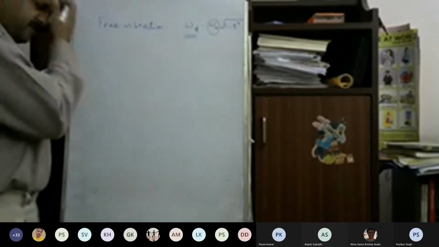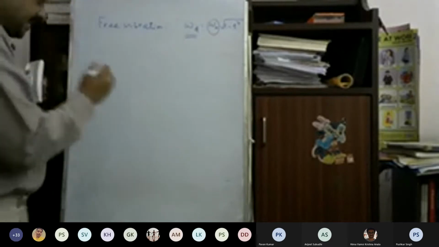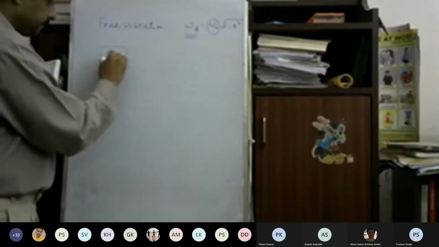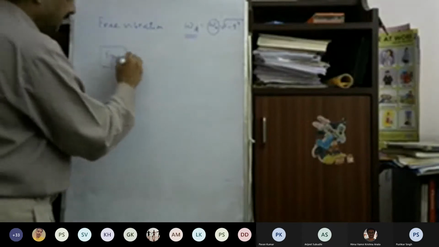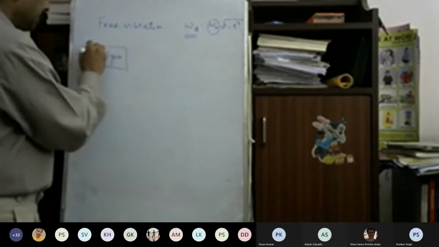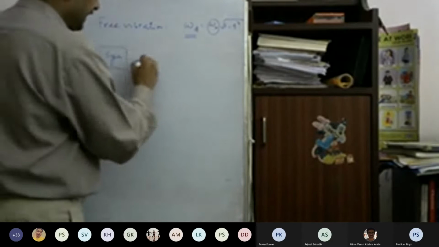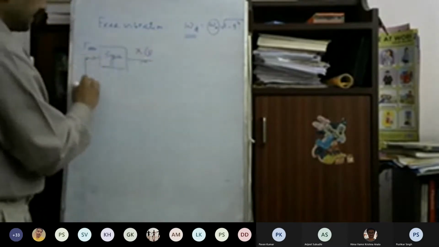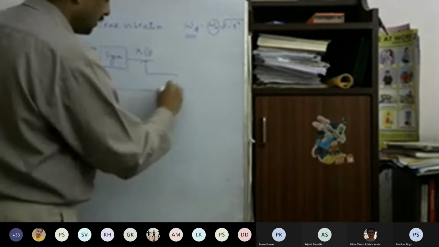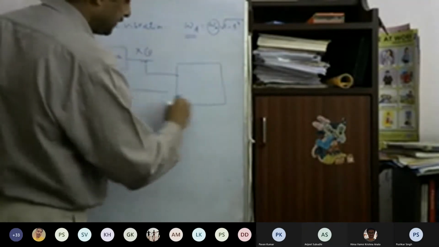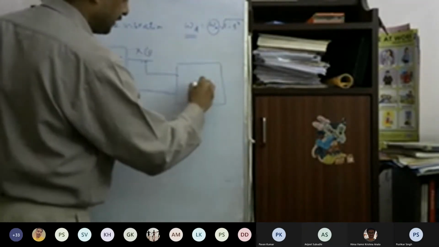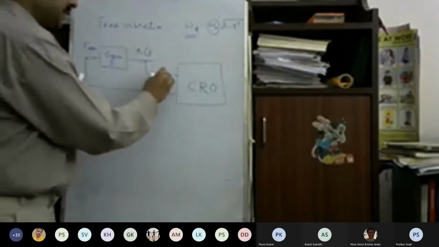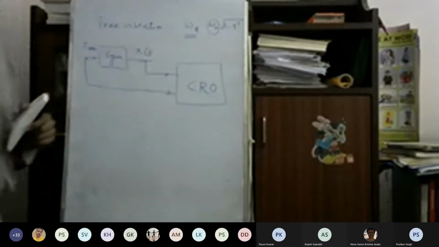One test to check the resonance is this: we have this system, then this is the forcing force, and that is the response I get. So what I do is take these to two terminals of, let us say, a cathode ray oscilloscope or cathode ray tube, and give this as one.